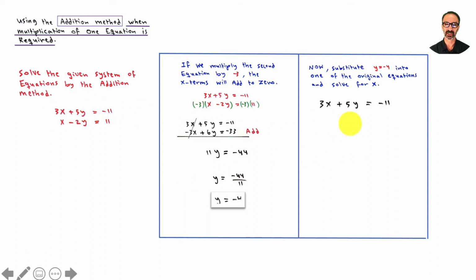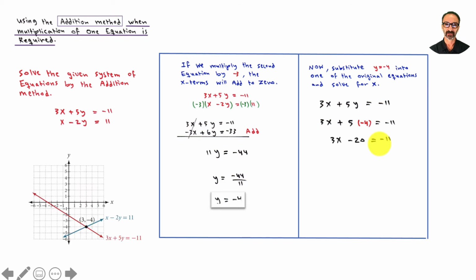3x plus 5y equals negative 11. One more time, it doesn't matter which one. We know that y equals negative 4, so I'm going to replace this with negative 4. And 3x minus 20 equals negative 11.